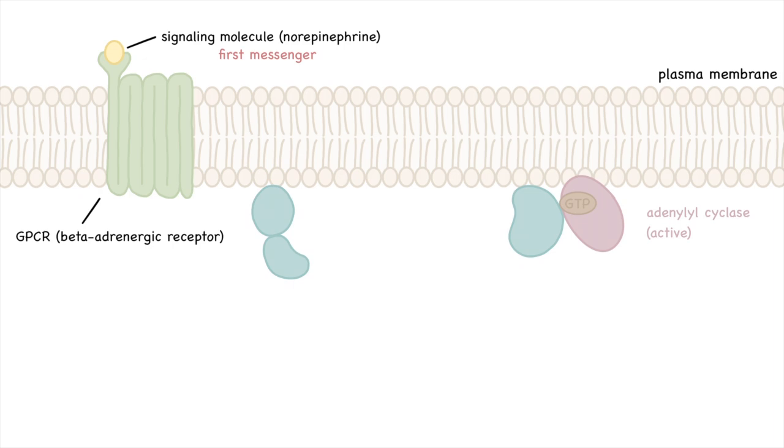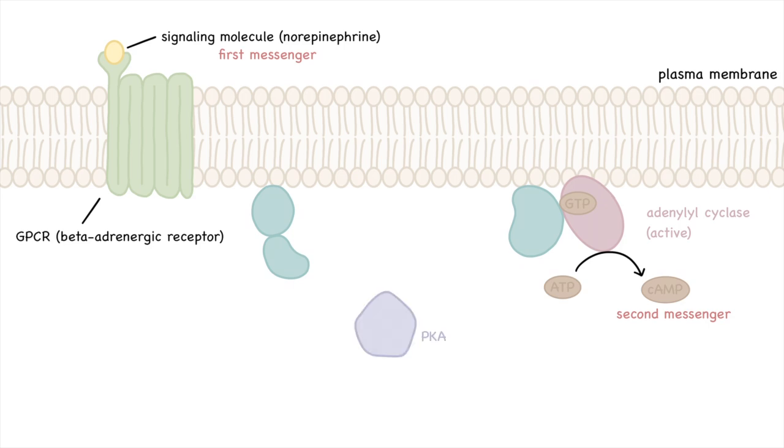Then, adenylyl cyclase converts ATP to cyclic AMP. In this pathway, cyclic AMP is the second messenger. One activated adenylyl cyclase will remain active and make cyclic AMP until the alpha subunit loses its GTP.